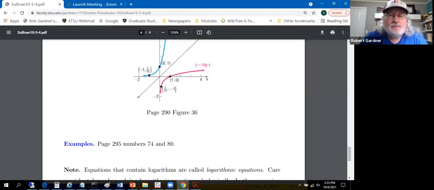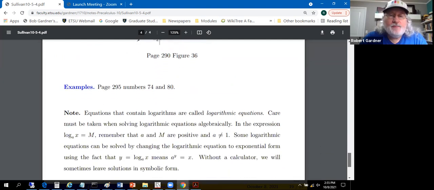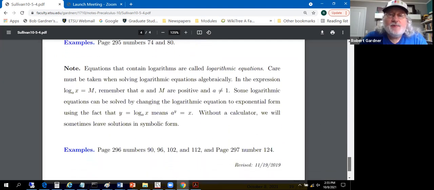Returning to the notes, equations that contain logarithms are called logarithmic equations. Care must be taken when solving logarithmic equations algebraically. Remember, if we have log base a of x equals m, a must be positive and not equal to 1.